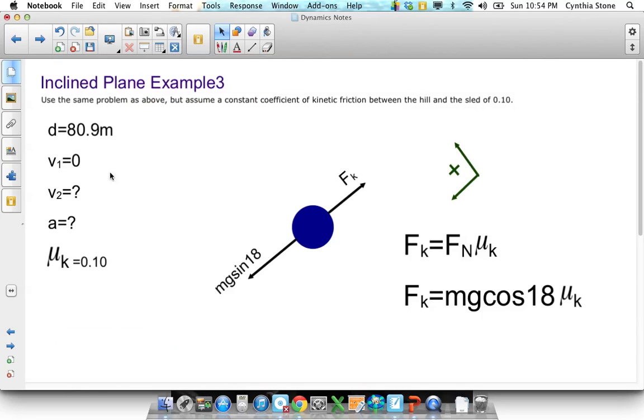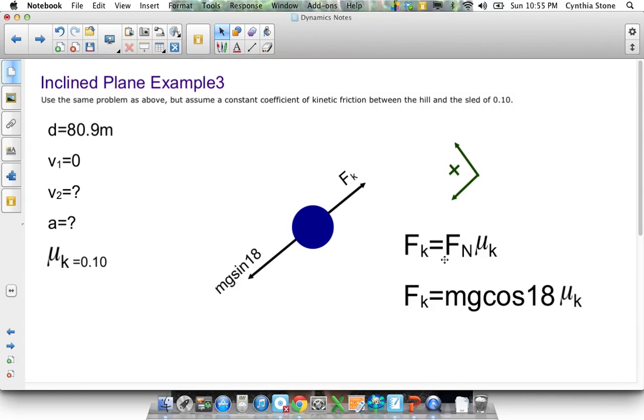In part 3, it just says, okay, same question, everything's the same as we did before, except let's just assume there's coefficient of friction. There is some friction, and it's light because it is a well-greased sleigh, but it's 0.1. So now when I look at my free body diagram, I still have mg sine 18 pulling it down the hill, but I got fk holding it back. It's still going to accelerate most likely, so I purposely drew this vector to be a little bit bigger than that vector.